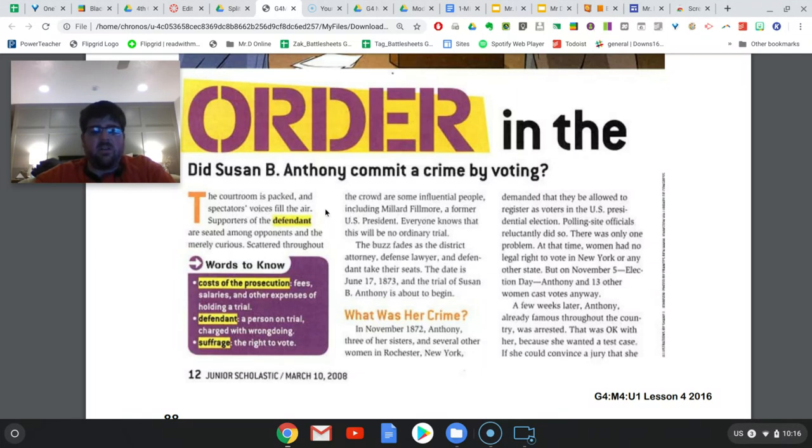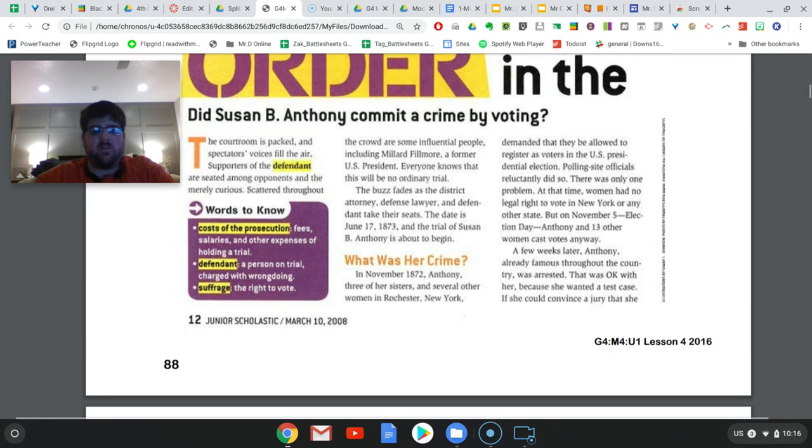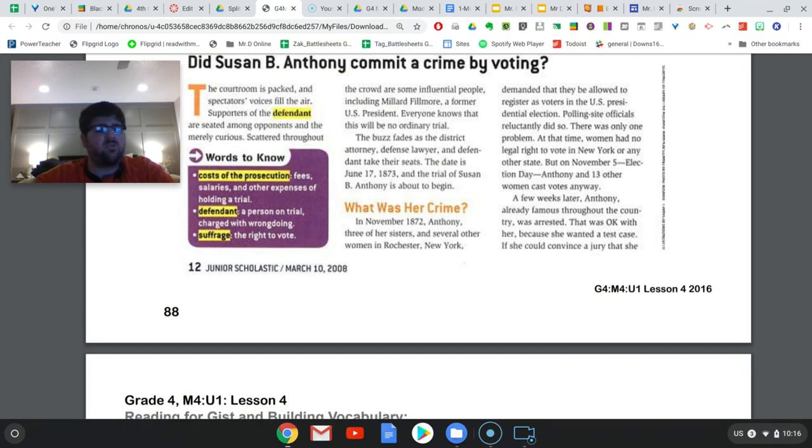Scattered throughout the crowd are some influential people, including Millard Fillmore, a former U.S. president. Everyone knows this will be no ordinary trial. The buzz fades as the district attorney, defense lawyer, and defendant take their seats. The date is June 17th, 1873, and the trial of Susan B. Anthony is about to begin.